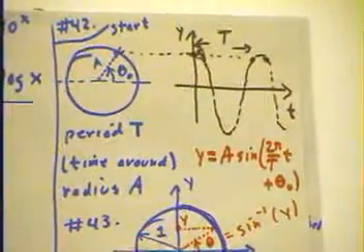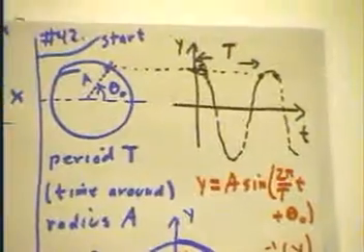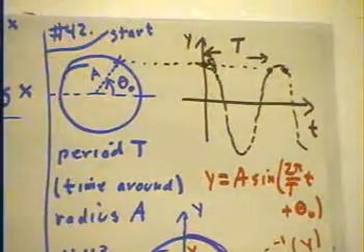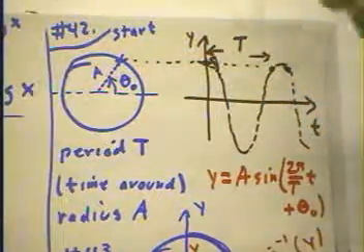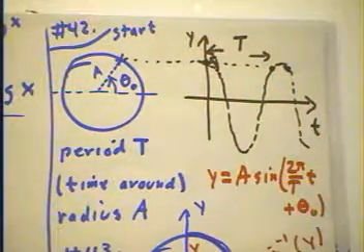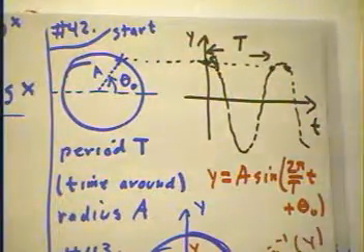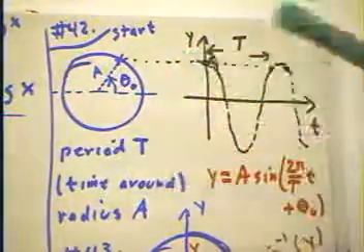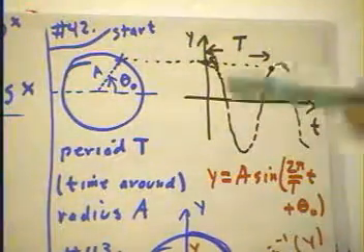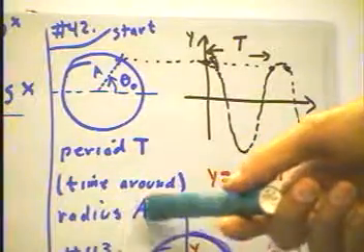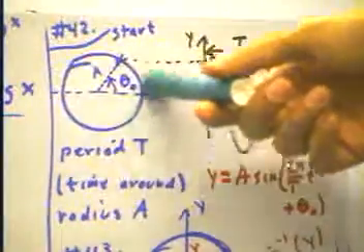Number 42 deals with trigonometric functions. To get the graph of a sine function, we think of motion around a reference circle with period T starting at some angle theta naught, and also a radius a for this reference circle.